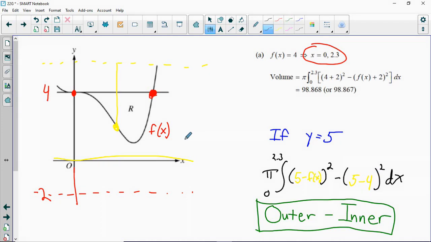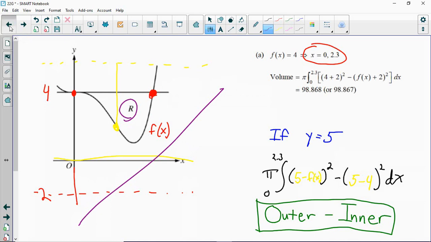So that's it for revolving around other horizontal and vertical axes. Technically you could revolve this region around any line that you wanted to, but you would require some more high-powered mathematics to redefine what the two functions are. So we're definitely not going to get into that here.